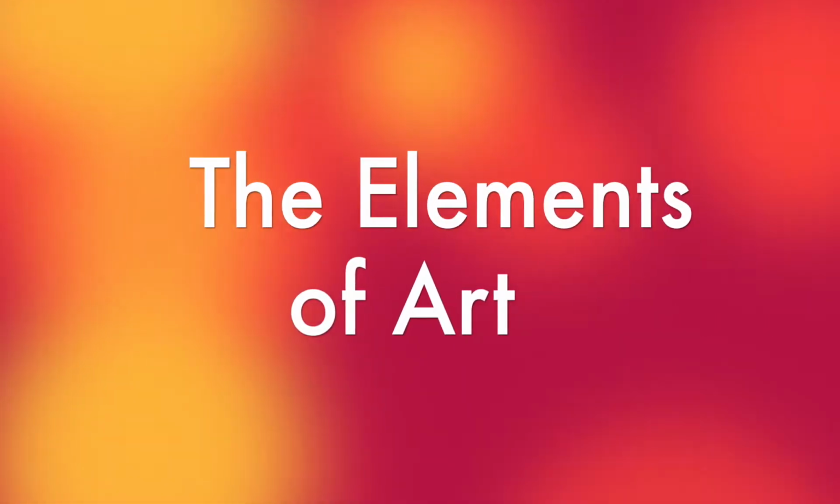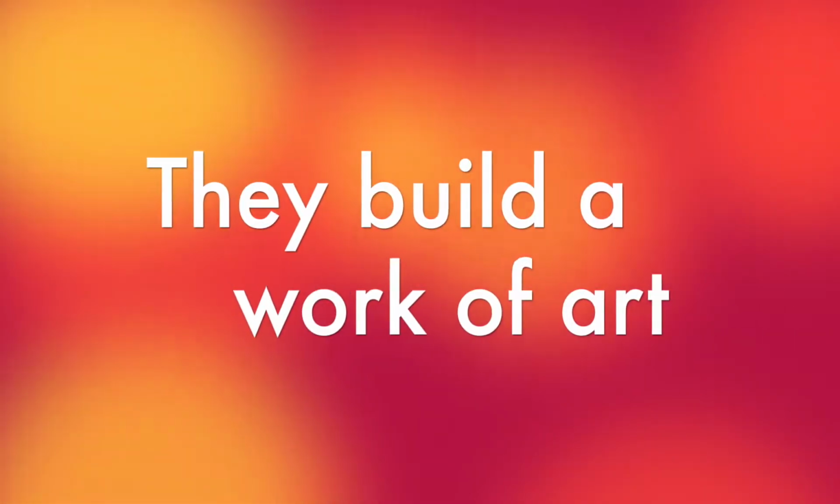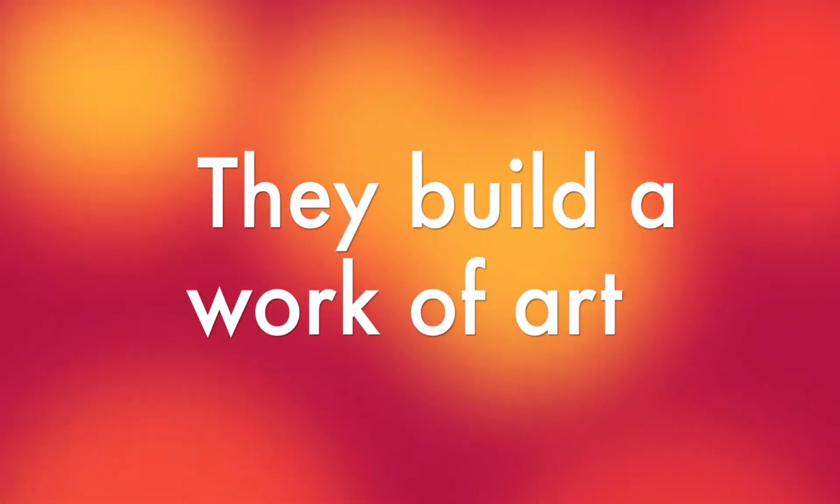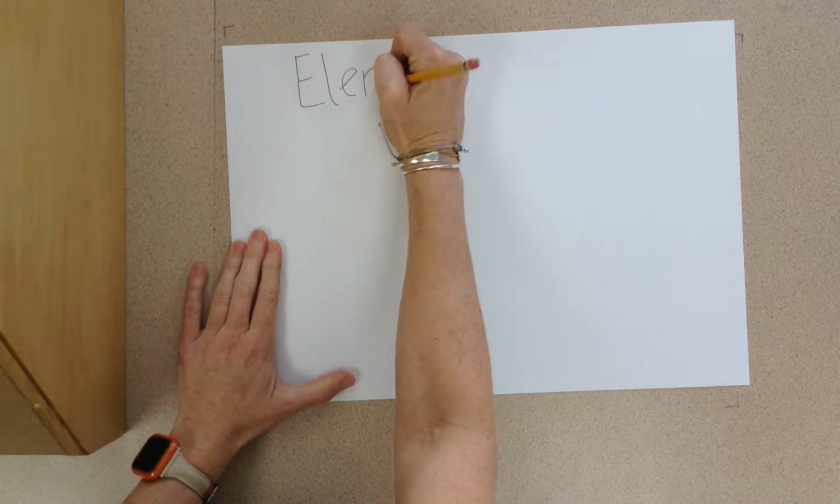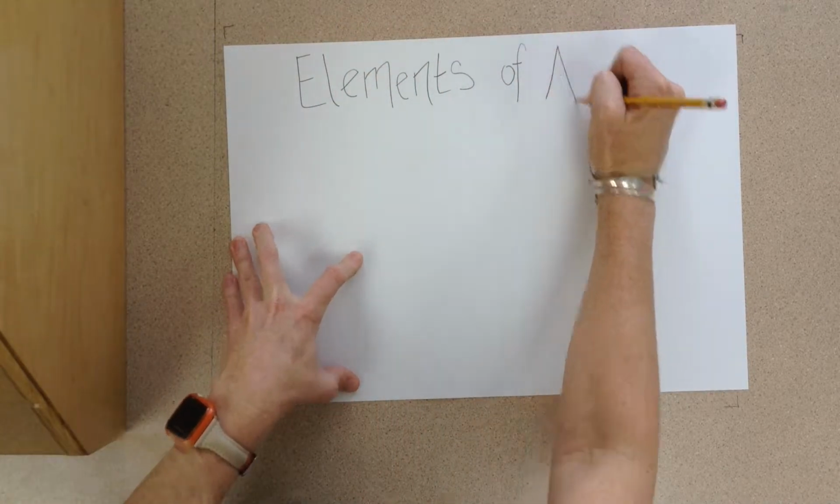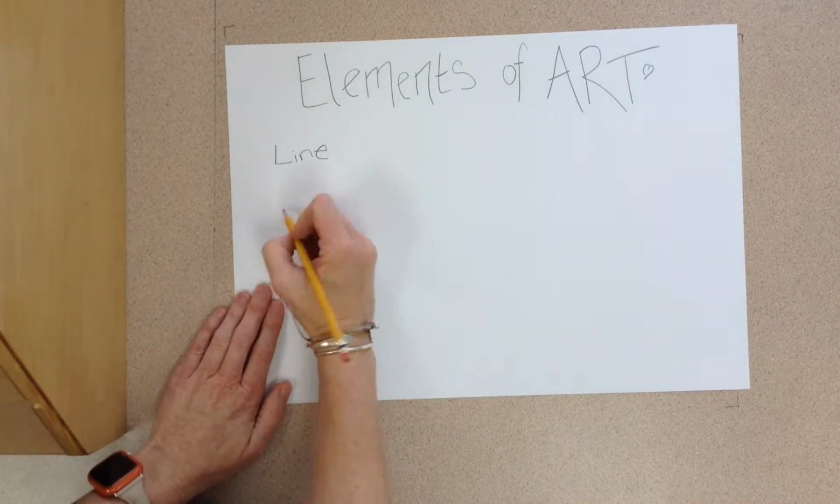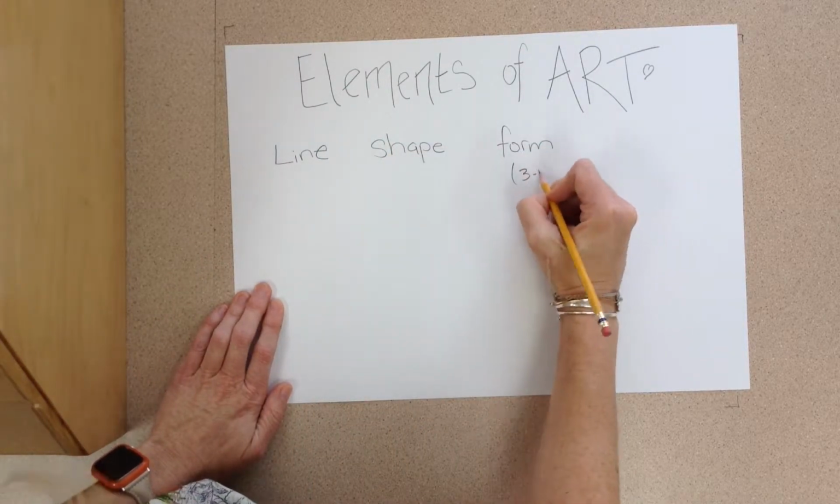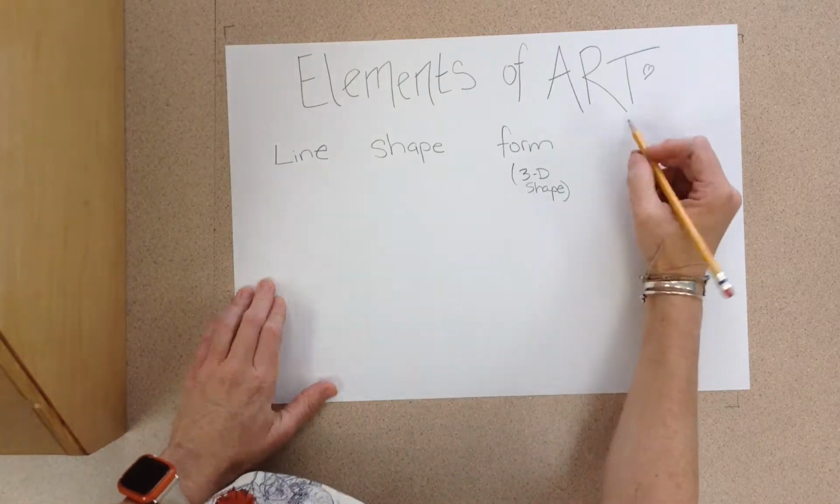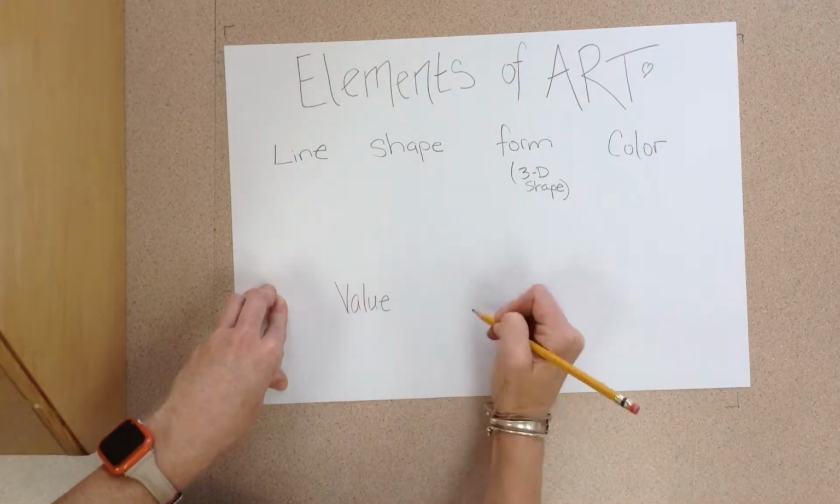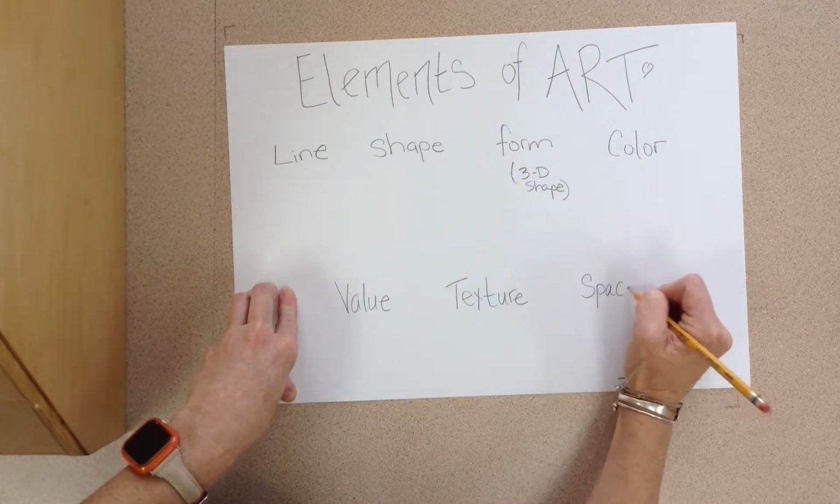We're going to learn about the elements of art. The elements of art are what build a work of art. There are 7 elements of art: line, shape, form or 3D shape, color, value, texture, and space.